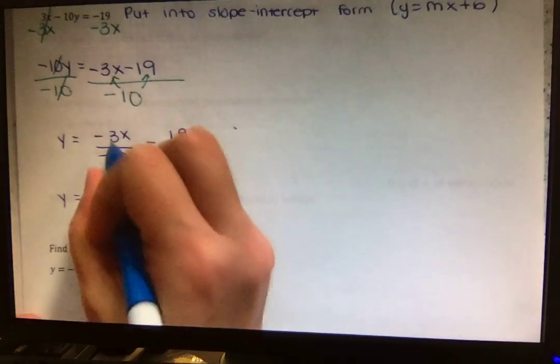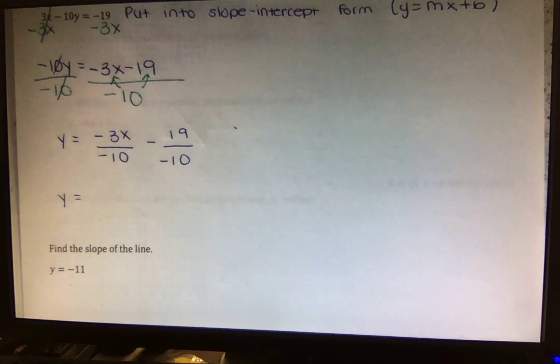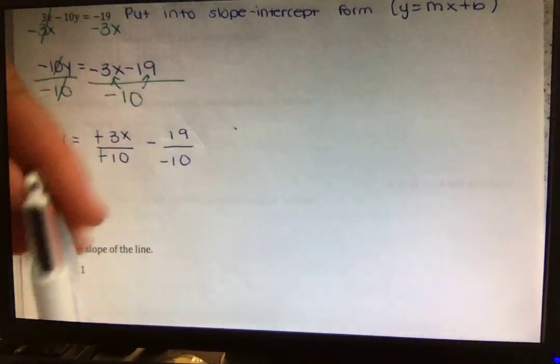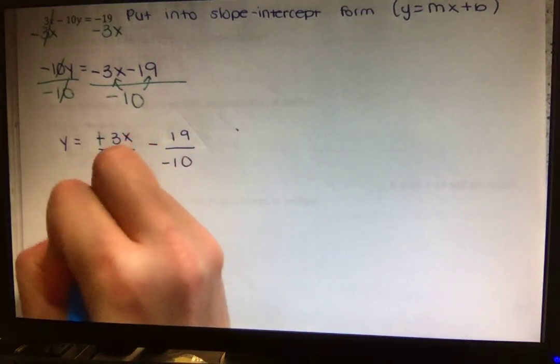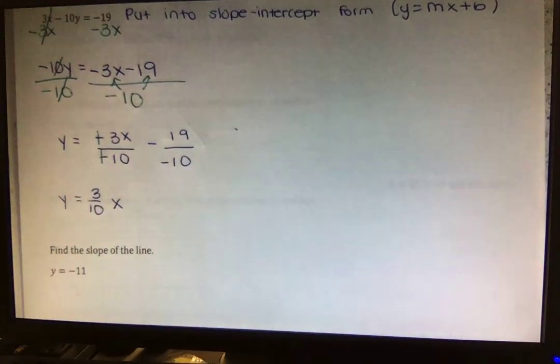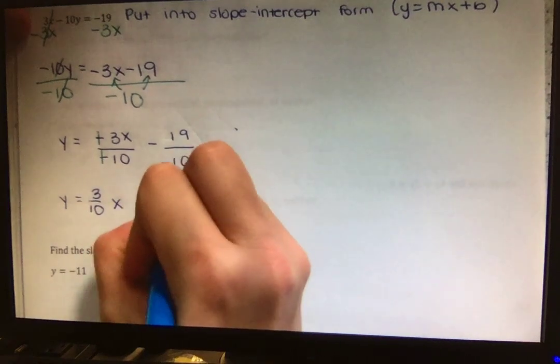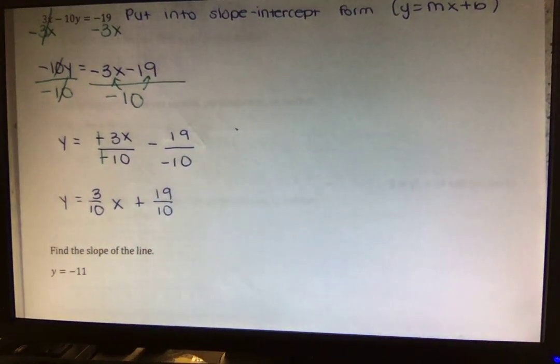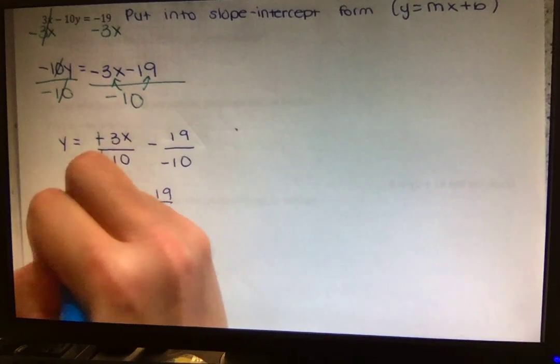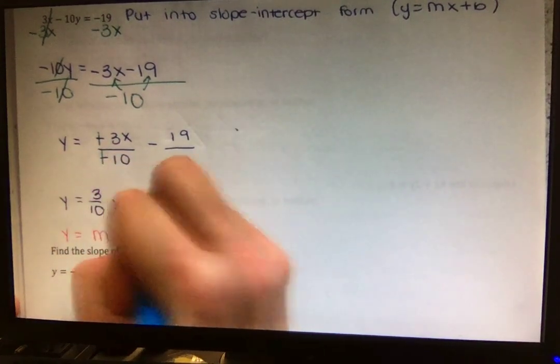Simplifying, y equals negative 3 divided by negative 10. Both the negatives cancel each other out. And we are left with positive 3 over 10x. Same thing, negative 19 divided by negative 10. The two negatives become a positive again. So plus 19 over 10. There's nothing that 19 and 10 have in common, so we cannot simplify any further. So thankfully we have it in our slope-intercept form of y equals mx plus b.